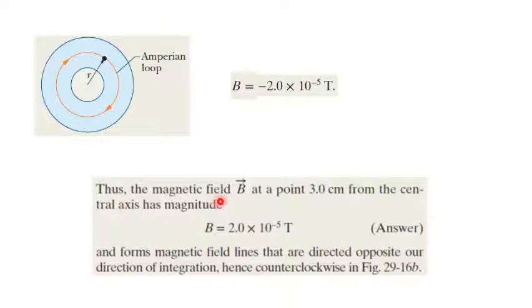The magnetic field B at a point 3 centimeters from the center axis is 2 multiplied by 10 to the power minus 5 Tesla, and forms magnetic field lines that are directly opposite to our direction of integration. So it is not clockwise, it is actually counterclockwise. So we first assume the direction of the Amperian loop in any direction we want, and according to the result, if it is positive, the magnetic field is in the same direction as the Amperian loop. If it is negative, the magnetic field is opposite to the direction of the Amperian loop.